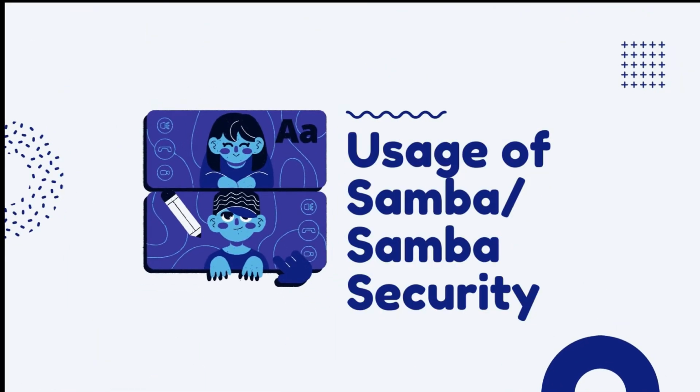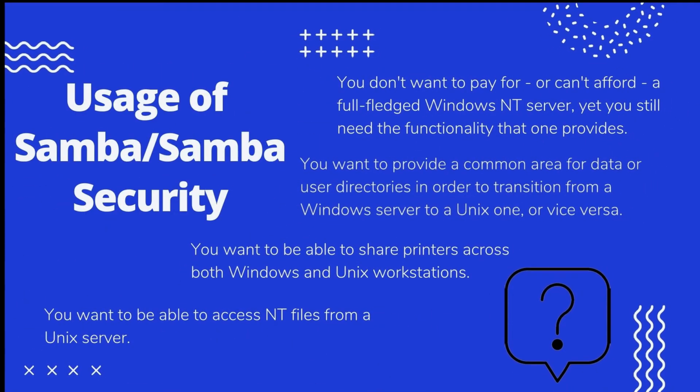Usage of Samba and Samba Security. You don't want to pay for or can't afford a full-fledged Windows NT server, yet you still need the functionality that one provides. Or you want to provide a common area for data or user directories in order to transition from a Windows server to a Unix one, or vice versa. Or you want to be able to share printers across both Windows and Unix workstations. Or you want to be able to access NT files from a Unix server.